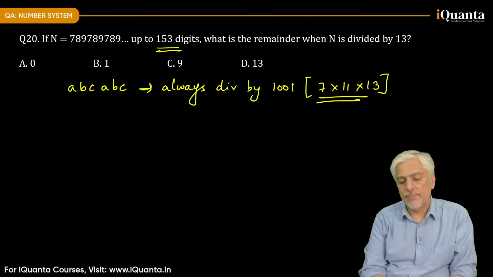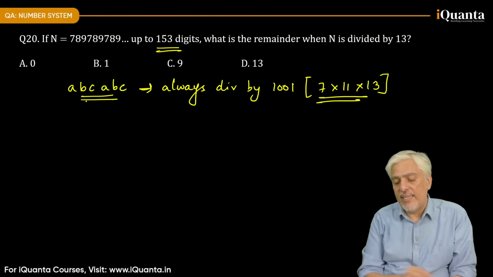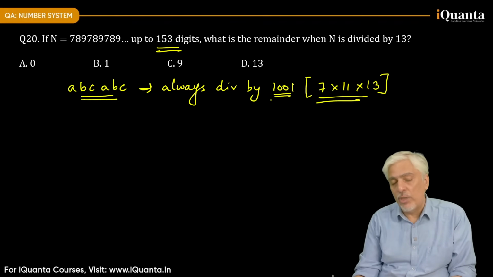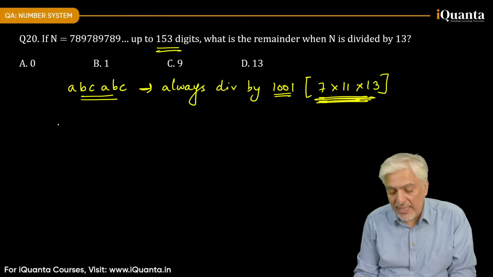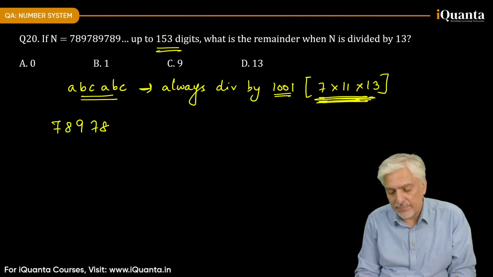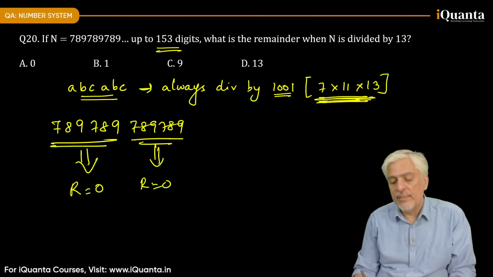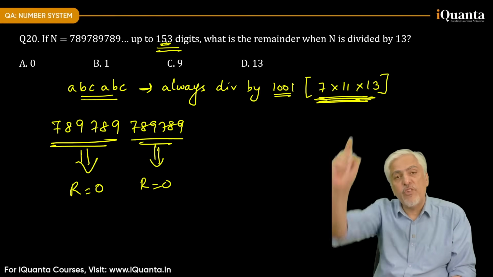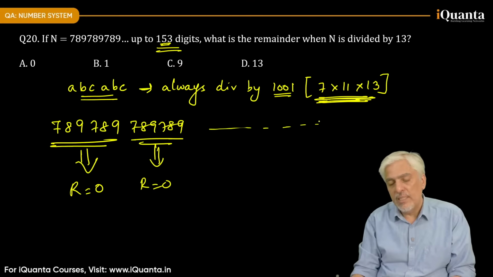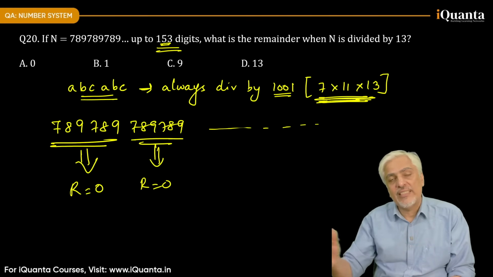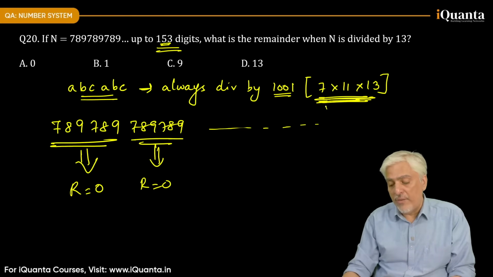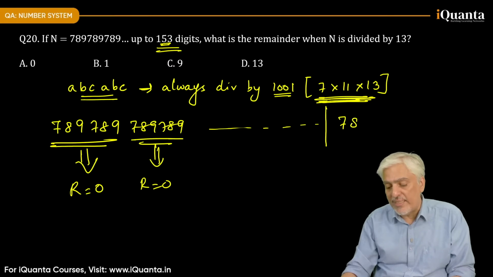ABC, ABC is always divisible by 1001, which means divisible by 7, 11 and 13. So 6 digits divided by 13, remainder is 0. Next 6 digits divided by 13, remainder is 0. Up to 150 digits the remainder will be 0, because 150 is a multiple of 6. Last 3 digits will remain, 789.